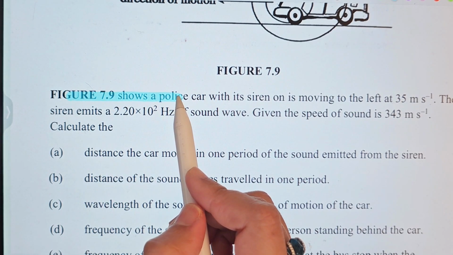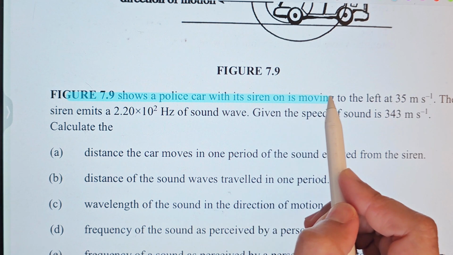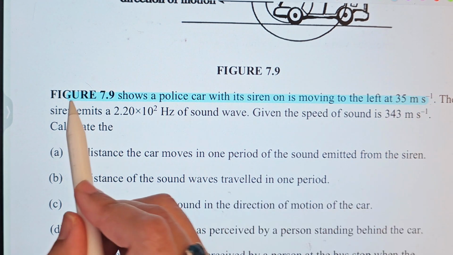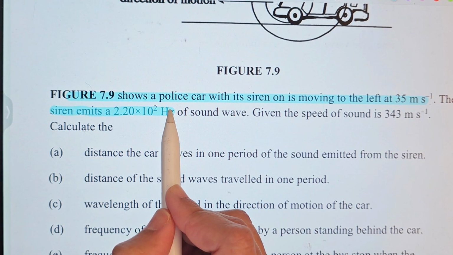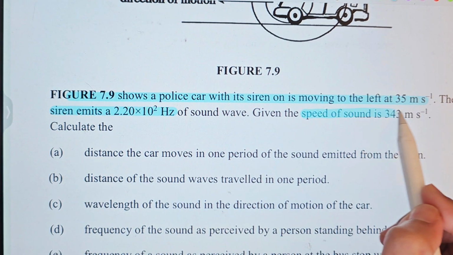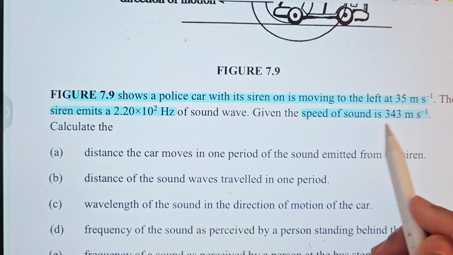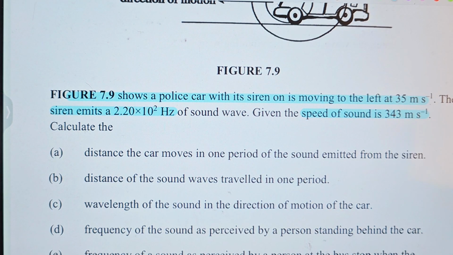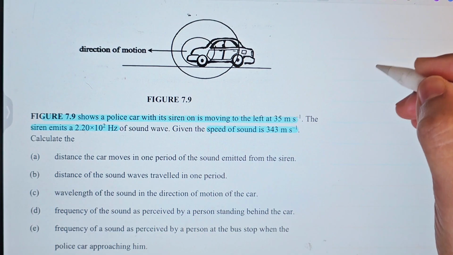Next question is question number 32. Figure 7.9 shows a police car with its siren on moving to the left at 35 meter per second. The siren emits this frequency, and they also give us the speed of sound, but this one is a little bit different than the 330. This is 343. So I'm gonna do the listing.